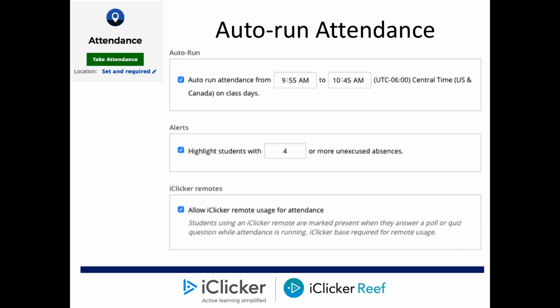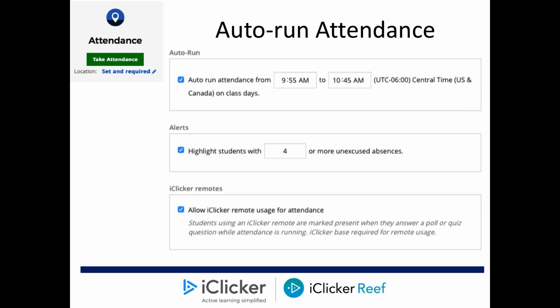The second thing you note is that I do run it for almost my entire class, and the reason I do that actually comes into play when you look down at the very last one where it says iClicker remotes. It says allow iClicker remote usage for attendance. What that means is that if a student has a physical remote, if they answer any question during the time that auto attendance is running, they will be marked as present.